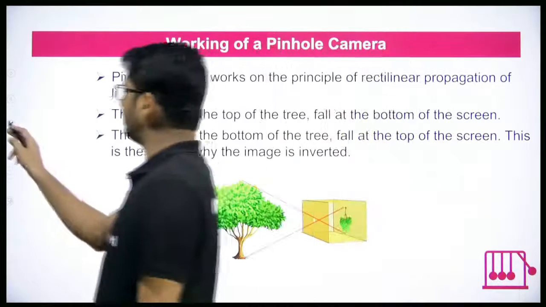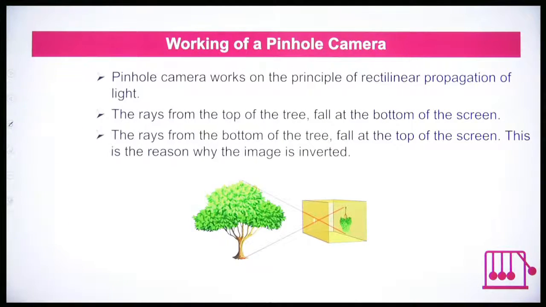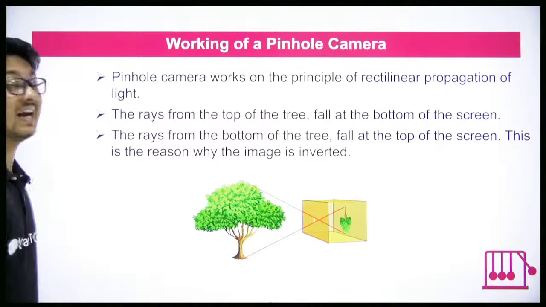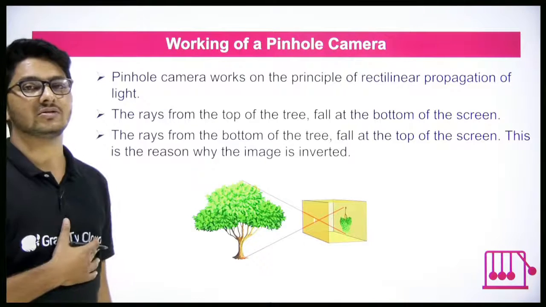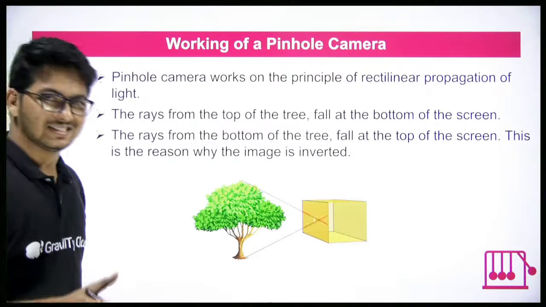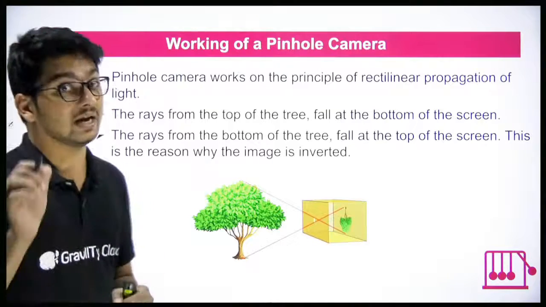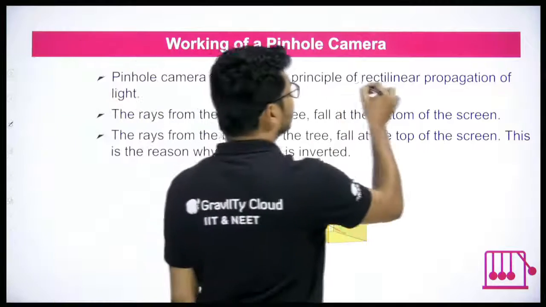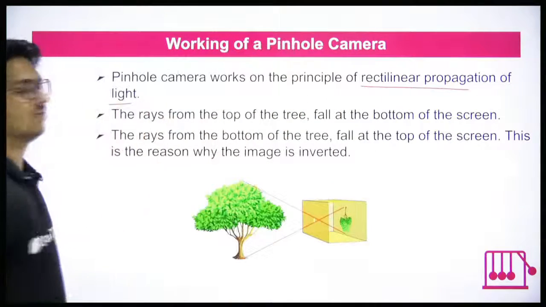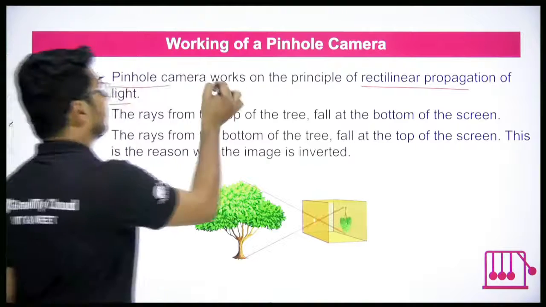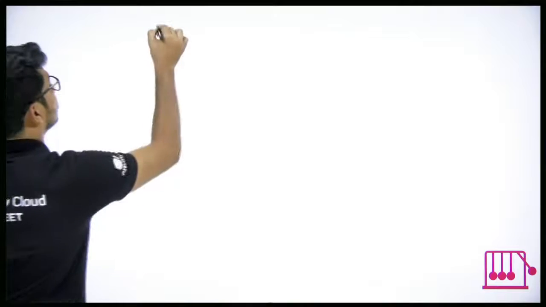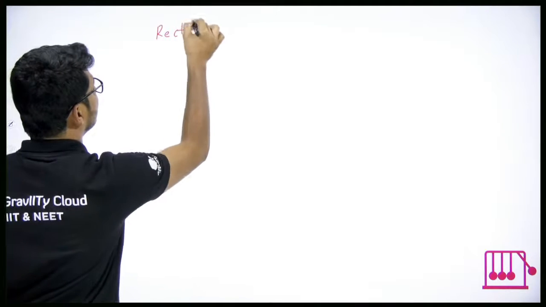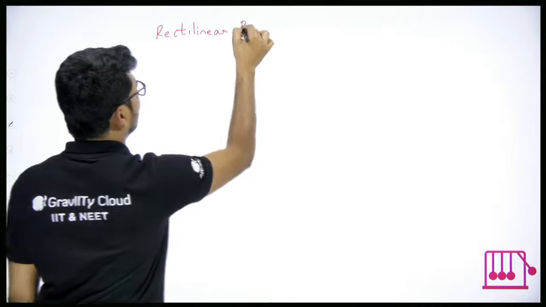And here, while we were learning about the working of pinhole camera, we considered that light travels in a straight line, yes or no? Even when we learned about shadows, right? So in both the cases, we considered that light travels in a straight line, and that principle is called rectilinear propagation of light. So pinhole camera works on the principle of rectilinear propagation of light. So I want to show it to you. Let's say rectilinear propagation of light.